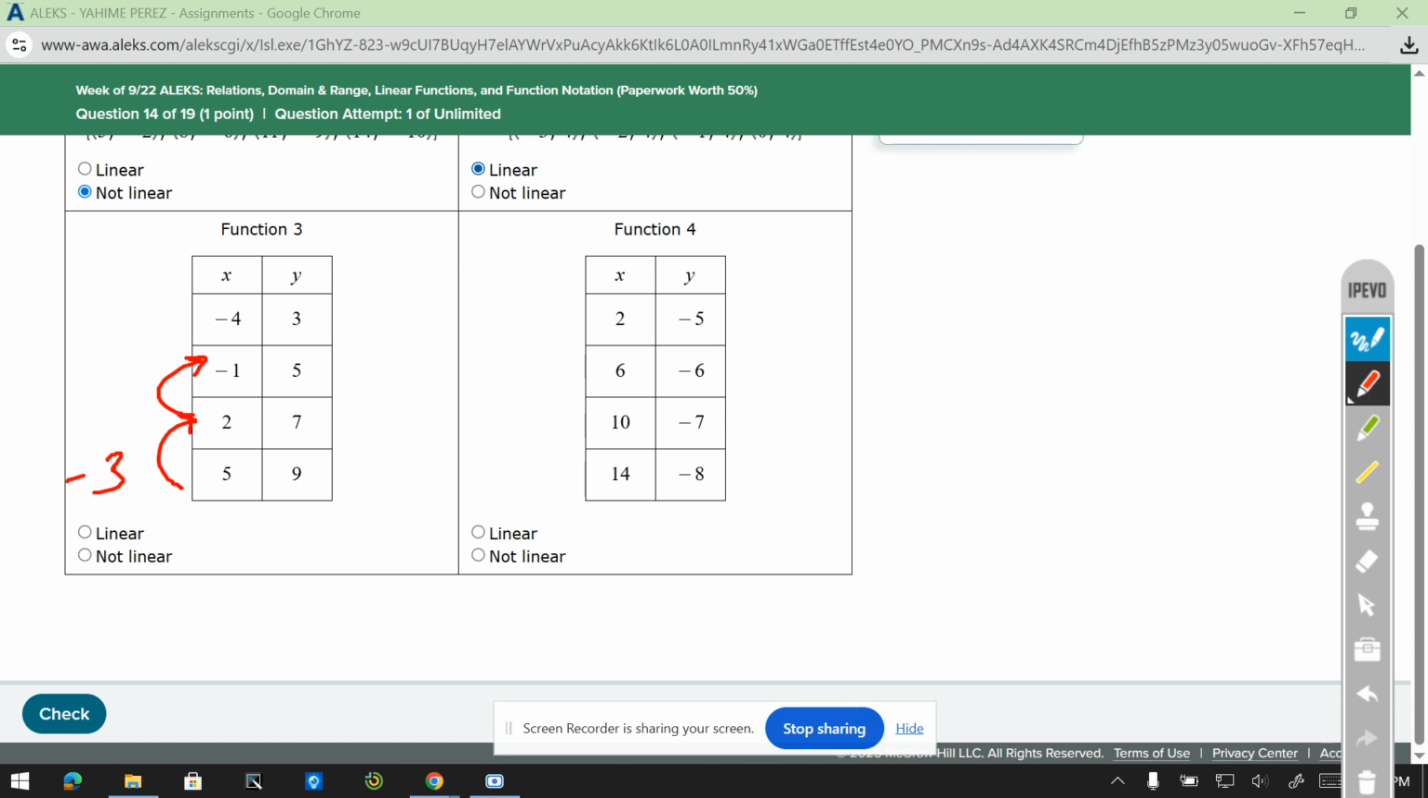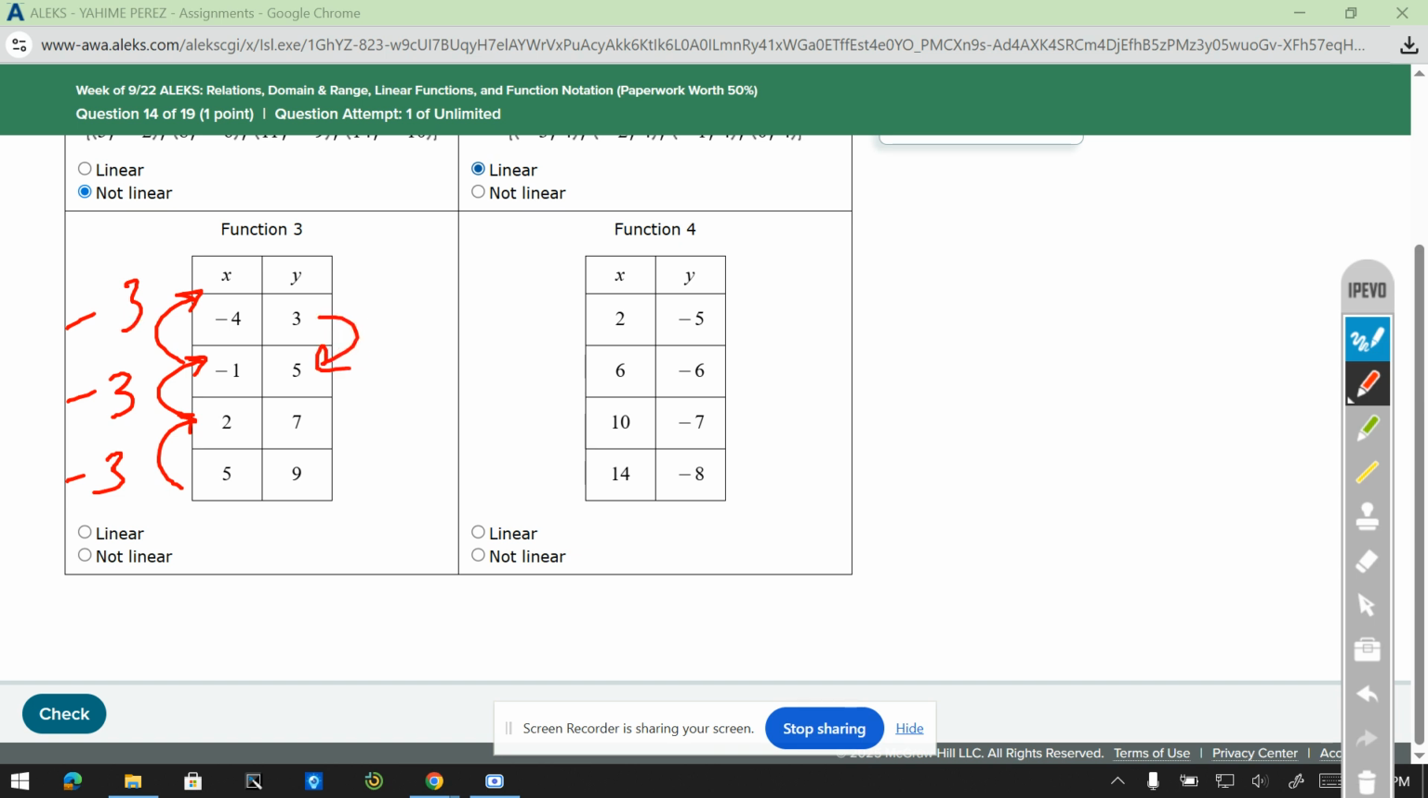I can do 2 minus -1, that is also 3, going down by 3. And -1 minus -4, that is also 3. Okay, so you can go forward or back, right? A right is a right.